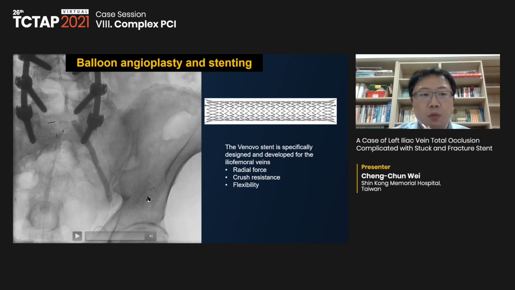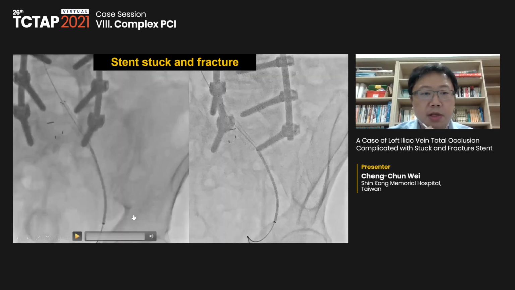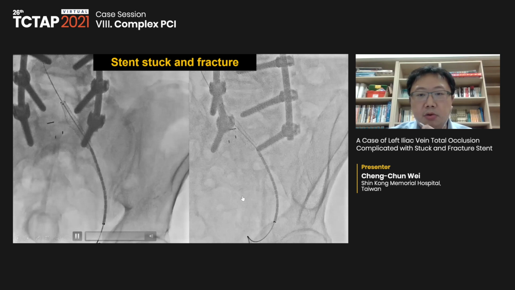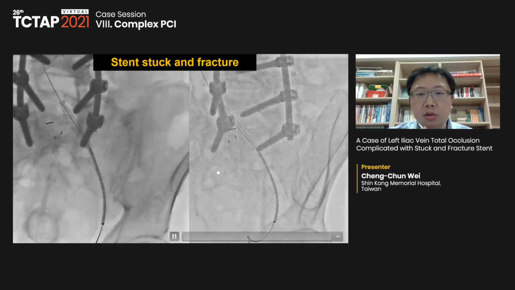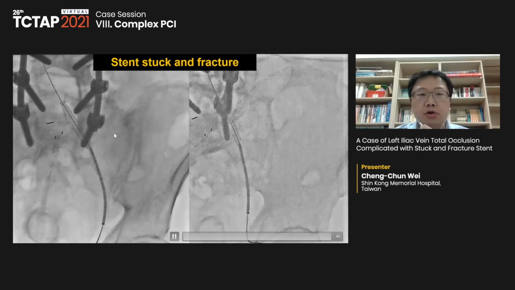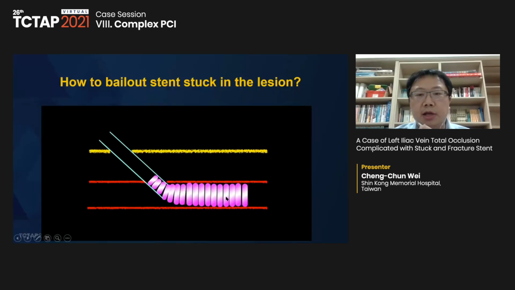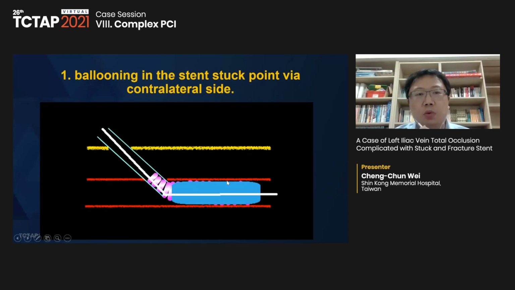But halfway through stent deployment, the stent was completely stuck and fractured like this. And this is the rotation angiography. So how to bail out this kind of situation? The first method I tried was balloon angioplasty from the contralateral side, but this method did not work. So I tried the second method, manual retraction, like this. And this is the video.